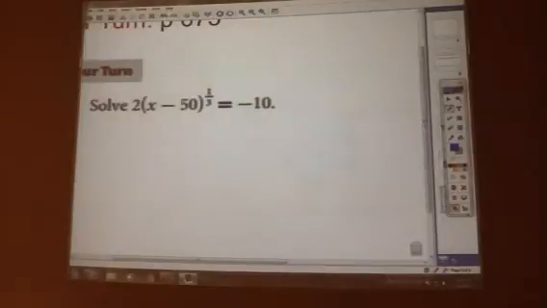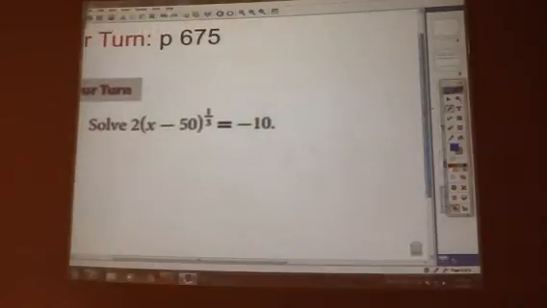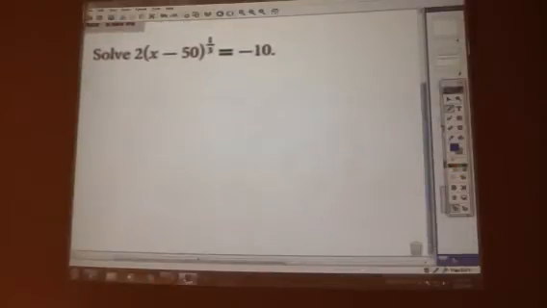All right, last one. Your turn on page 675. Okay, what do you think would be the best thing to do starting this problem out? What could we do? Say it again. Divide by 2. Very good. That will simplify the problem just a little bit. It'll give us a little bit smaller numbers. If we will go ahead and divide by 2.